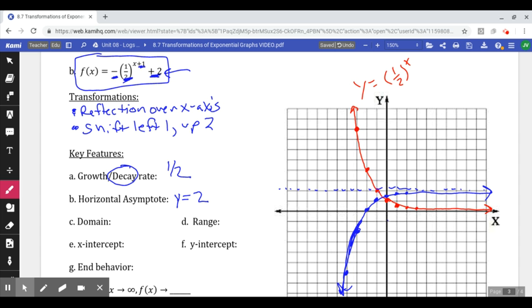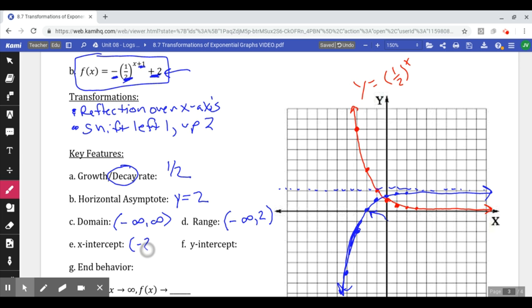The domain, which are the possible x values here, those are every real number. Any real number is okay for x. And then the range is going to be related to the y values, or the possible y values. So every y value from negative infinity to 2, up to but not including 2, that's why we use a parenthesis there, is possible. The x-intercept happens to be right here, so that's -2, 0.